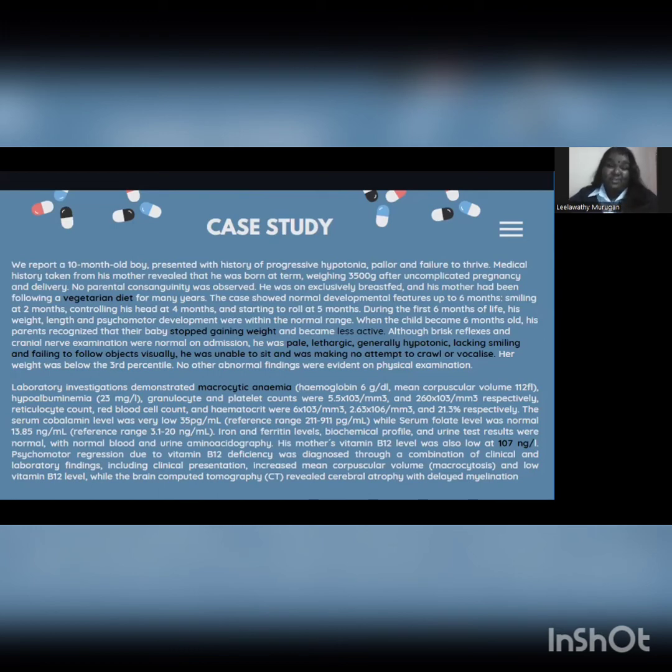As for the laboratory findings, it is demonstrated with microcytic anemia, as I mentioned earlier in the diagnosis part. Vitamin B12 deficiency is associated with large red blood cells, which are also called macrocytic cells. As for the MCV, the normal value for a baby from 0 months to 4 years is 88 FL, whereas the finding in the case study shows the baby's MCV is 112 FL, which means the MCV value is increased.